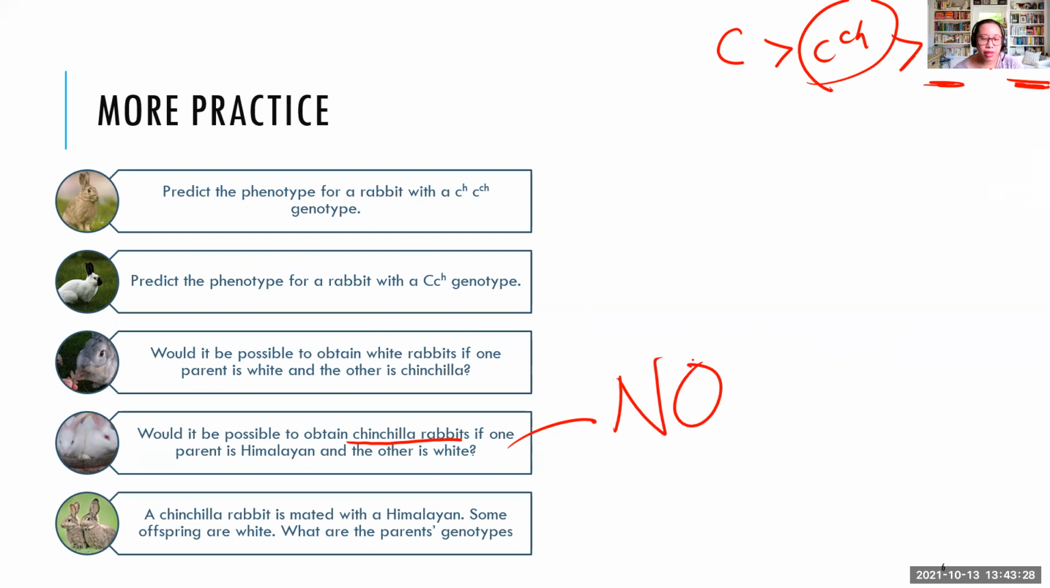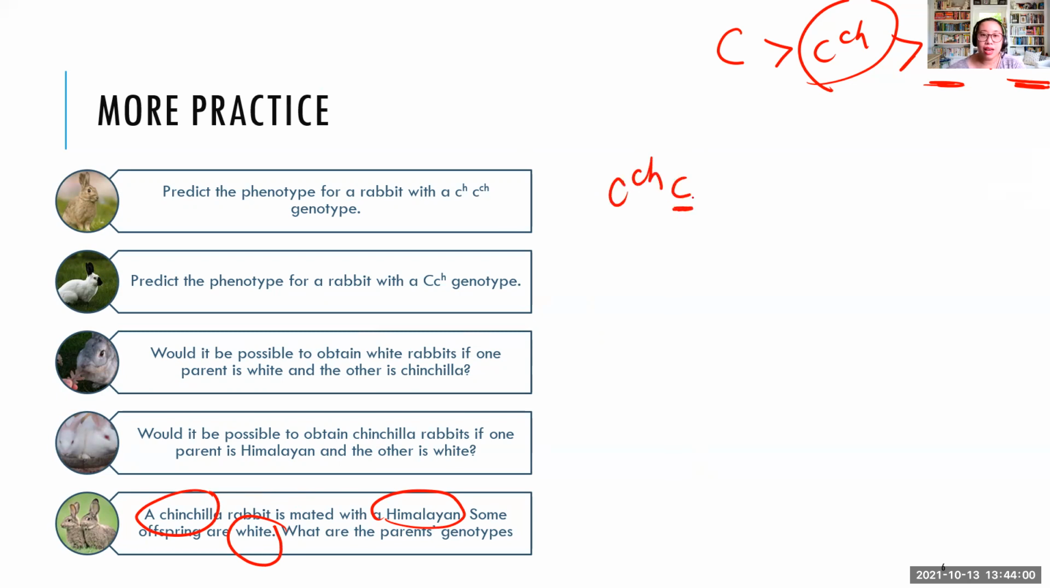All right. And last, a chinchilla rabbit is mated with a Himalayan. Some offsprings are white. So what do you think are the parents' genotype? So what we're doing again is a back cross, a chinchilla rabbit. So remember that for a white to appear, the chinchilla rabbit as well as the Himalayan must donate an albino gene. So which means that your chinchilla is hetero and carries the albino gene, and your Himalayan as well is hetero and carries the albino gene.